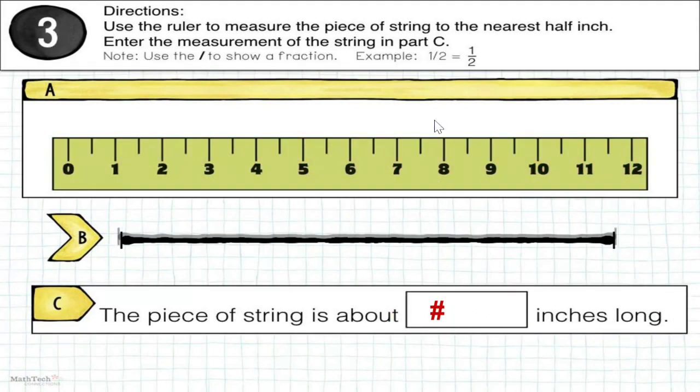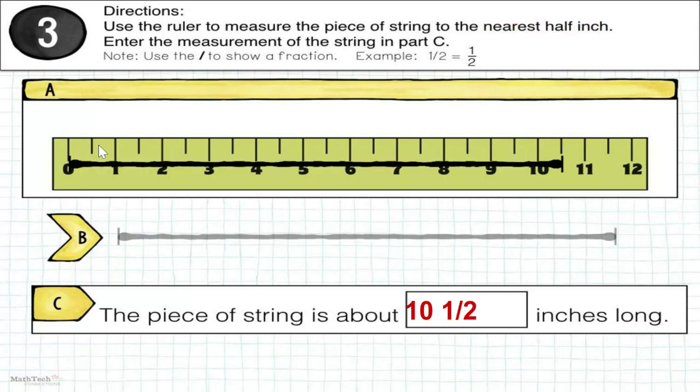Now, for this one, we're now going to go to the nearest half inch. Now, when you look at this, you're going to see that there's 0 and 1, and there's that half inch we had just talked about. So we are going to move that piece of string up, starting at the 0, and you're going to see it goes past the 10. Here's the 11. There's the half inch. So the measurement for this one would be 10.5 inches.